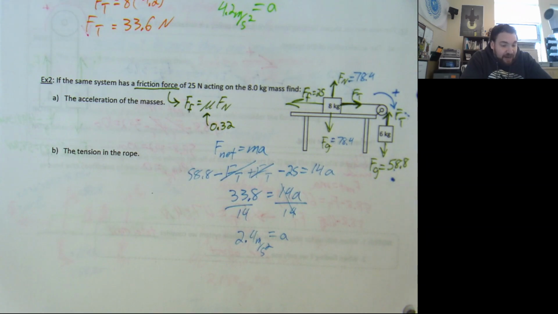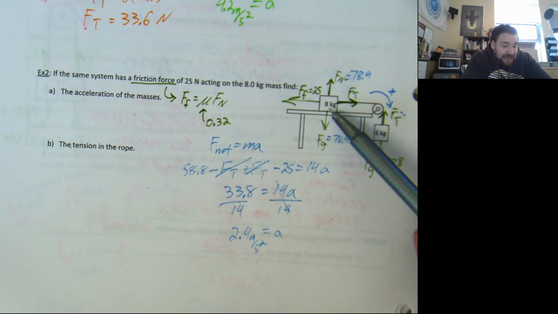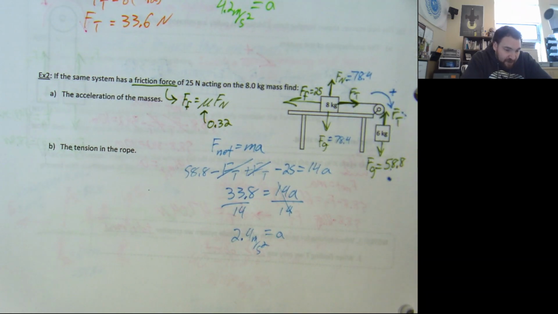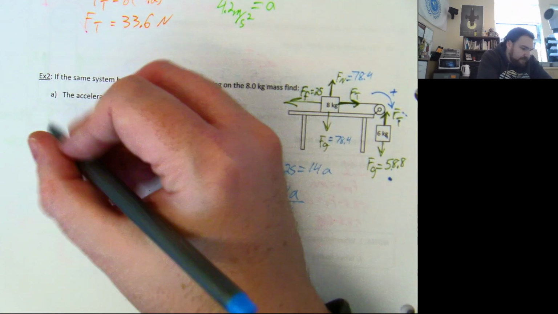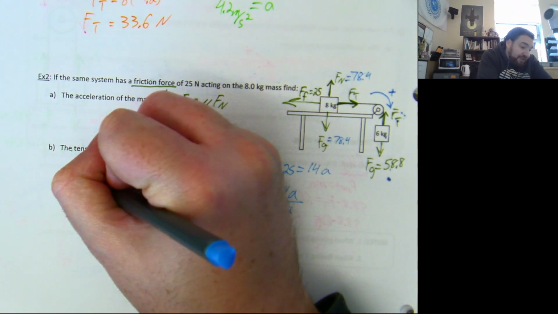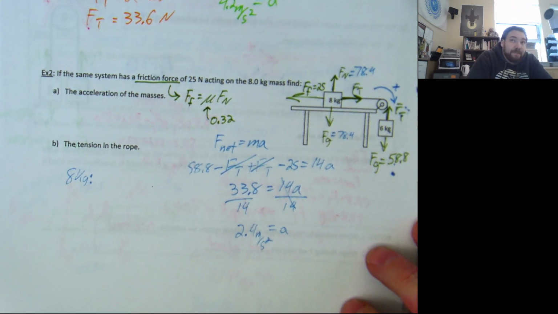Let's analyze. Pick a block. In this case, it doesn't matter because both of them have two forces acting in the direction of motion. On the 8 kilogram block, FT is positive. On the 6 kilogram block, FT is negative because it's acting back against what we call positive. So it doesn't matter which one you pick. I like the 8 kilogram block because the FT is positive already. So I'm going to use the 8 kilogram block.